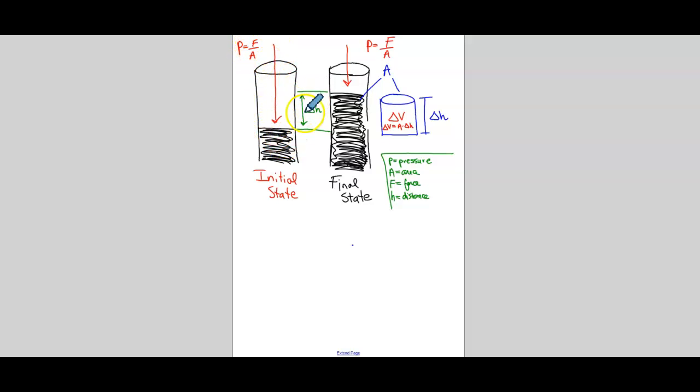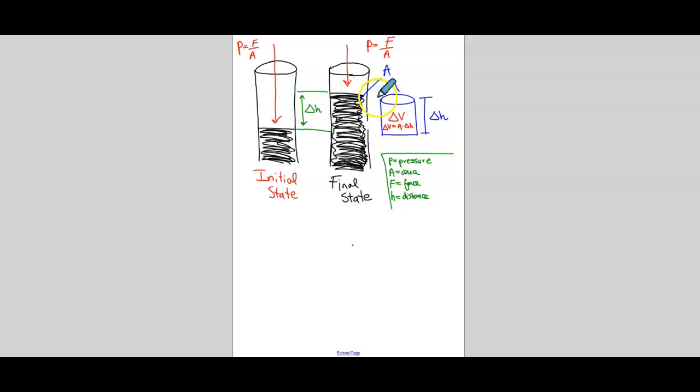Okay, pressure equals force over area. And then we have a change in height, right? Two-dimensionally, we have a change in height. If you just think of it to the final state, still have pressure pushing down, force over area, right? But we need to understand that this change in height, going from 15 centimeters to 50 centimeters, really is a change in volume. And a change in volume of a cylinder is equal to area times change in height. Okay, so P is pressure, A is area, F is force, H is distance.